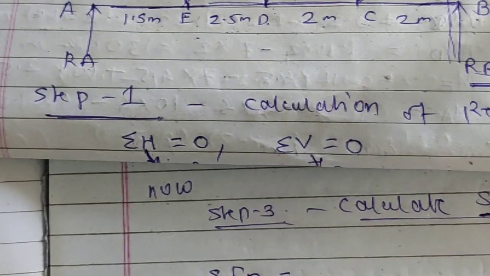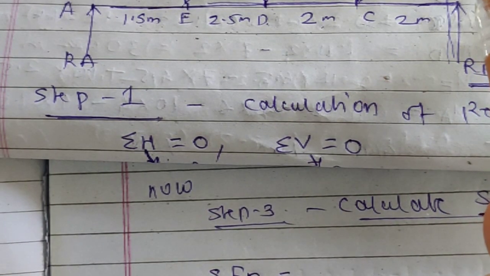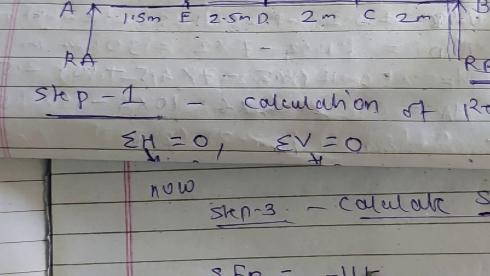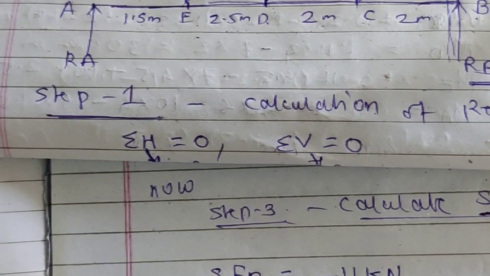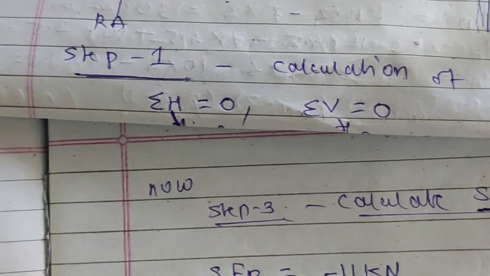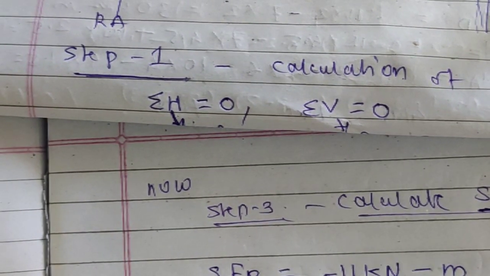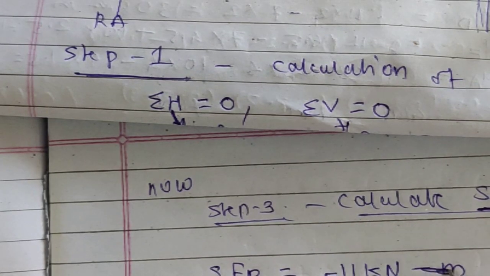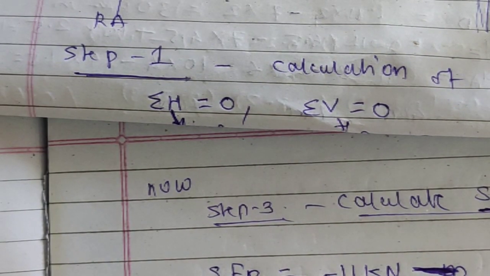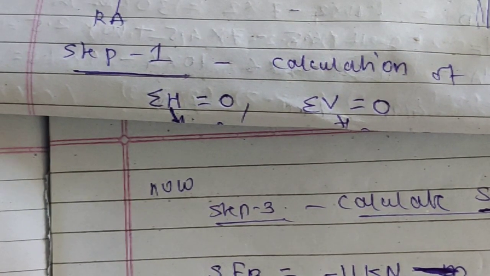Okay, so SFD at B, only RB going down to up, so we will take this. This RB value we calculated in the previous calculation, which is 11 kilonewton, so we will take that in the negative direction, so minus 11 kilonewton. This is important, kilonewton. Okay, and then we calculate SFD at C point.